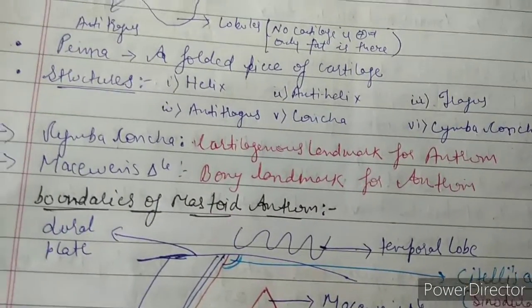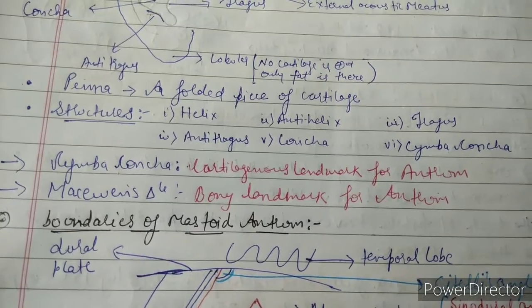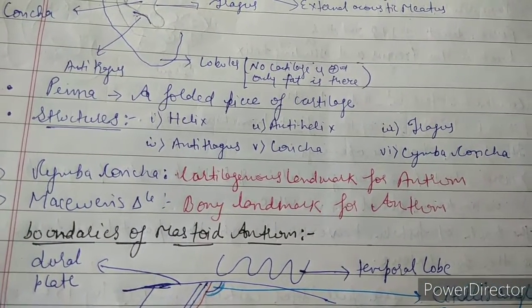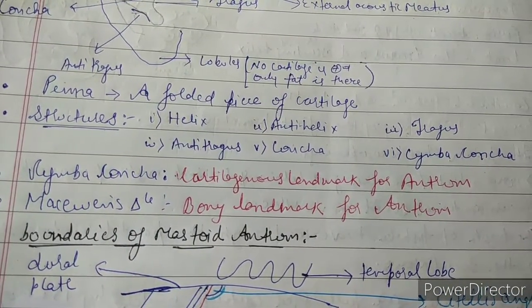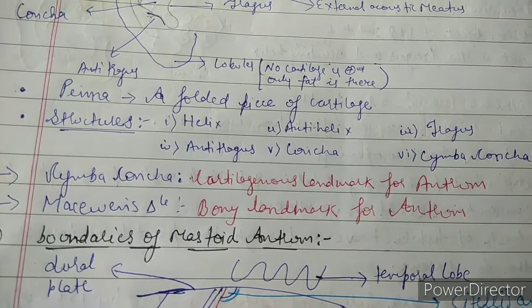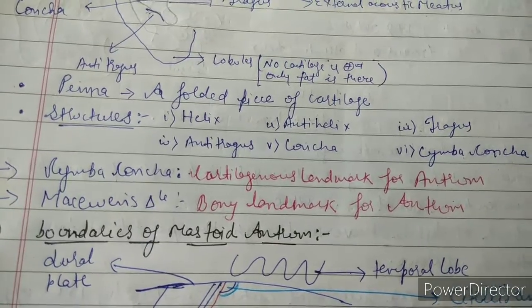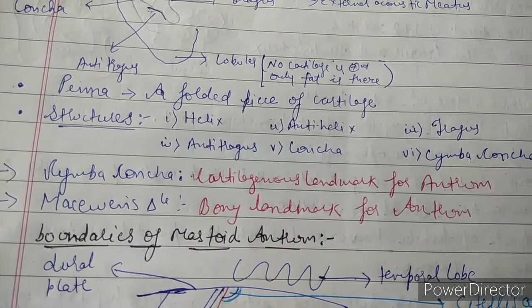Now what's the speciality of the cymba concha? So guys, it is the cartilaginous landmark for the mastoid antrum. Now you will be wondering why we need these landmarks for the mastoid antrum. One important landmark is McEwen's triangle. So the cymba concha is a cartilaginous landmark for the mastoid antrum, and McEwen's triangle is a bony landmark for the mastoid antrum.